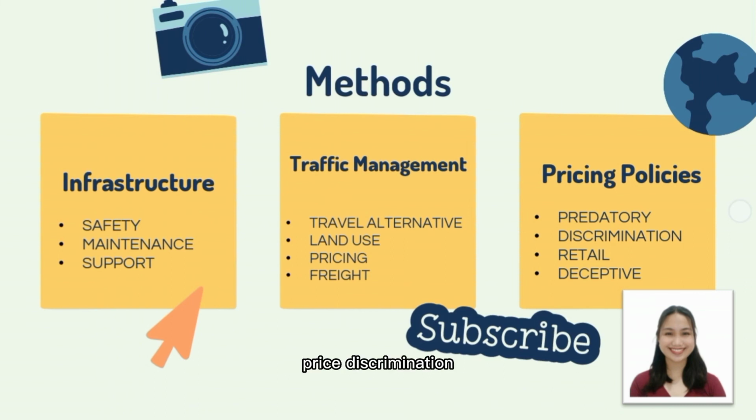Next, we have price discrimination. Price discrimination offers the same price to all retailers. Next, we have retail. In retail, sellers cannot require dealers to charge a specific price for its product. It's fixed.